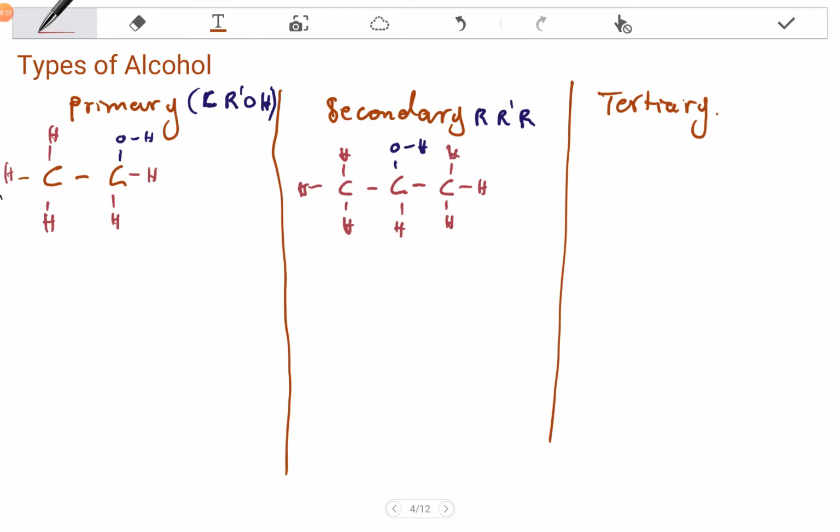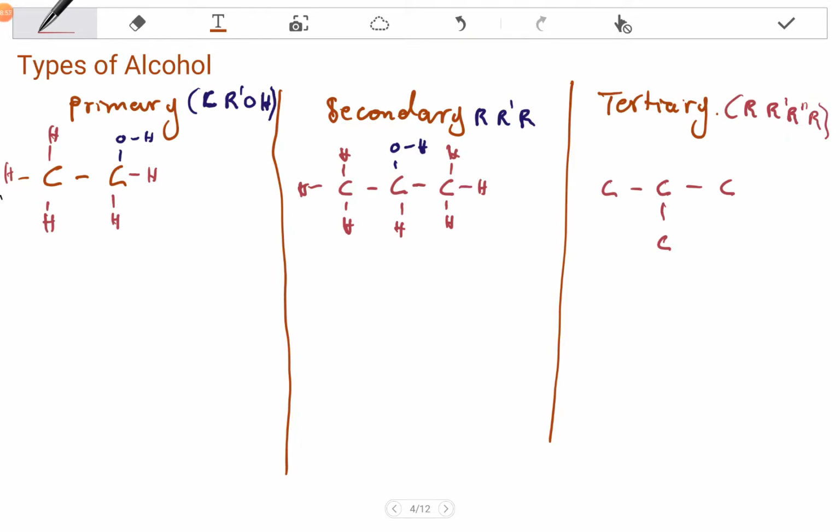Okay, so this is a secondary alcohol. For the tertiary, use the same analogy. The carbon that has the functional group is attached to another 3 carbons. I'll mark the one that has the functional group with a prime, and a second prime means it's a branch, and that means it's still another one. So this is the one that has the functional group, and this is a carbon of a branch. I use double prime for that.